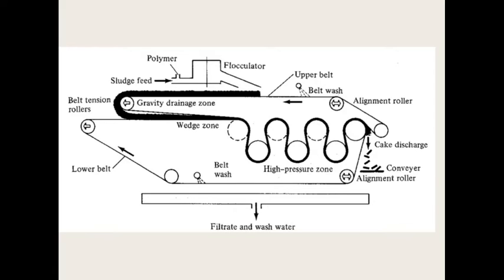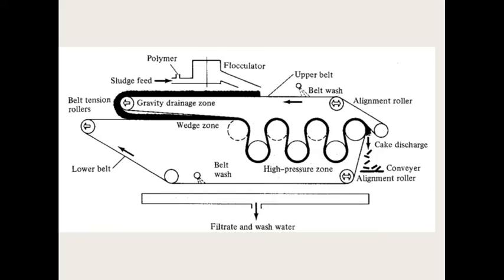Okay, so you get the water at the bottom, and at the right side you can see the dry cake. In this way, we can separate the water and the dry cake, or dry sludge. So this is the working of the belt filter press.